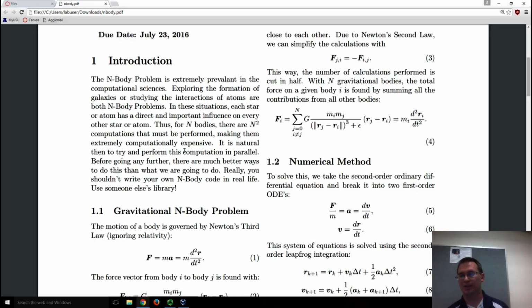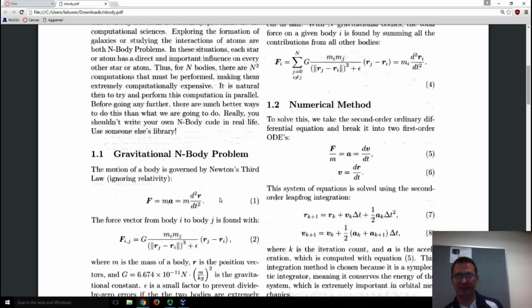Now, I'm going to detail a very basic way to do this. It's the way we're going to do it. I want you to know, however, in my research, I've never actually done an n-body problem. I've been spending the last couple of weeks researching it. In real life, you should never do this on your own. Okay? You should use someone else's code.